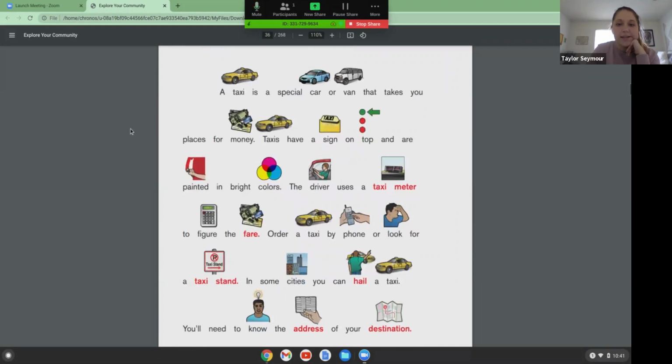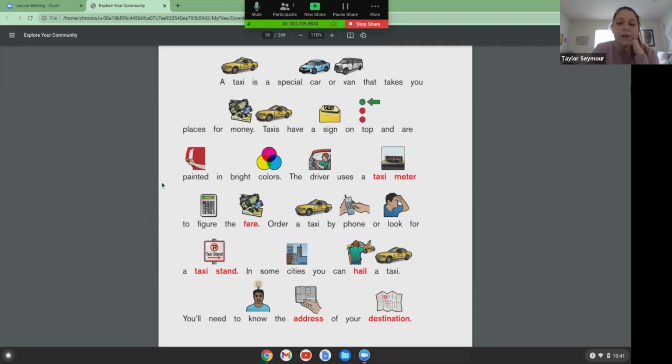So a taxi is a special car or van that takes you places for money. Taxis have a sign on top and are painted in bright colors. The driver uses a taximeter to figure out the fare. So what does the driver use to figure out how much money you have to pay them? That's correct. They use a taximeter to figure out the fare.